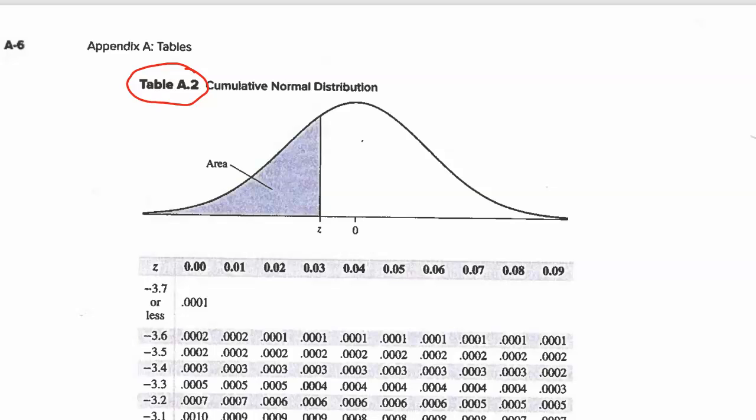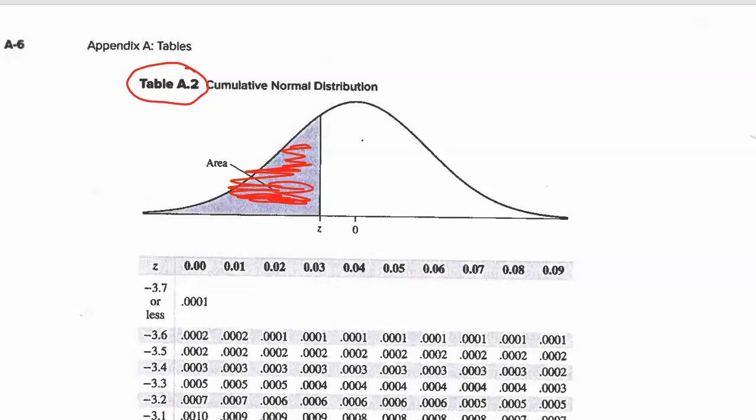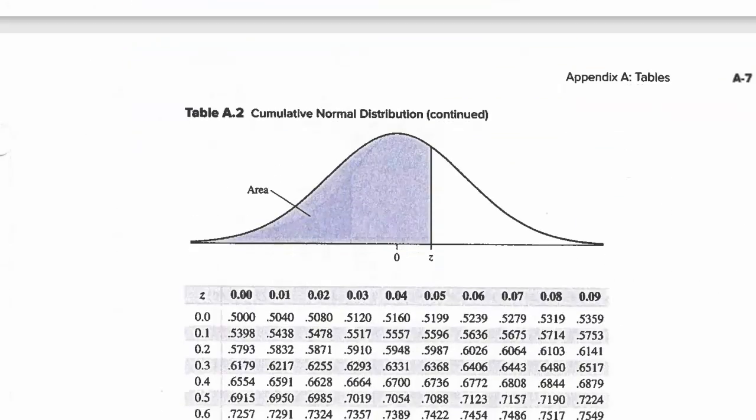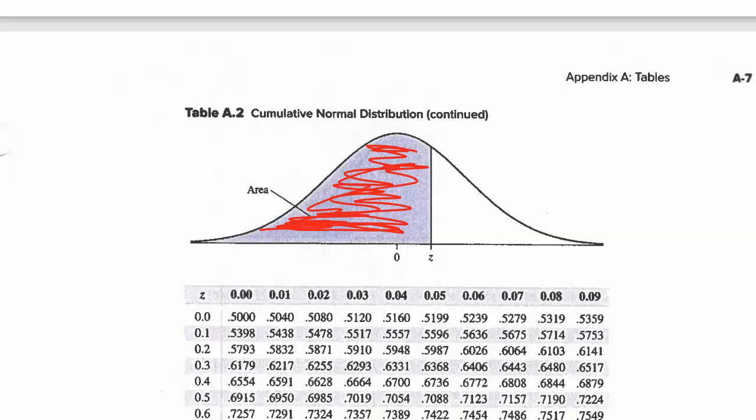Let's look at this picture here. You'll notice where the area is shaded. The area shaded is over here on the left side. And it doesn't matter if you're here on the negative side or if you're here on the positive side, it's still shaded on the left side. So our table is strictly going to give us the area to the left of whatever z-score we're discussing.